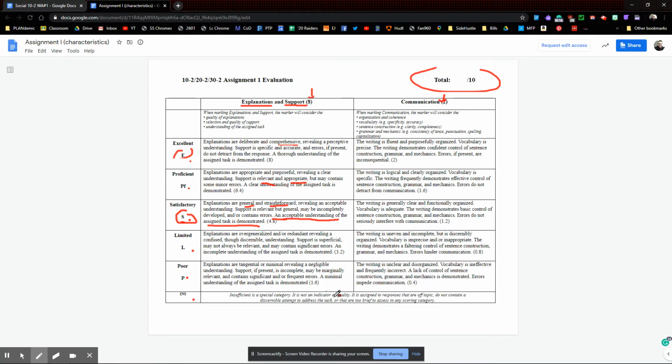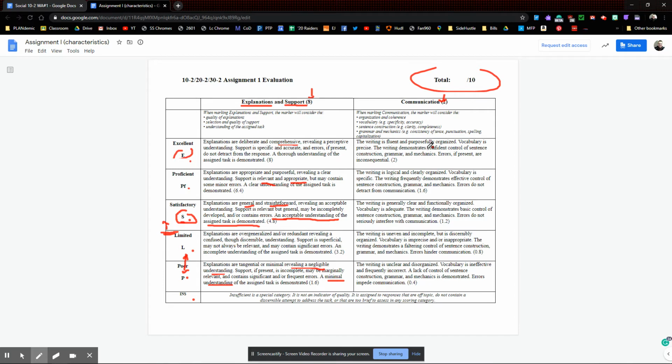Okay, and if you don't understand what's going on, if you have a minimal understanding, maybe you explain something that's totally wrong, it doesn't work, your evidence is all over the place, then you're probably looking at a limited to a poor. Either way though, if you just basically choose one of the definitions or one of the terms that's listed on the word puzzle and you explain it, throw a definition down, use an example, then there's a good chance you're going to get a satisfactory or higher.